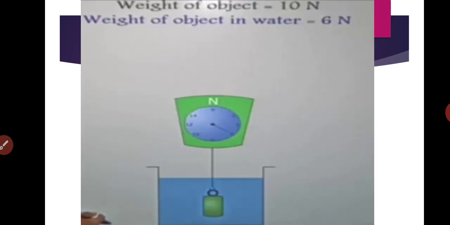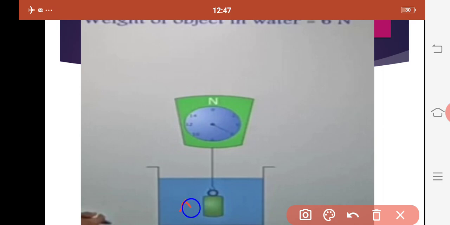Now let us consider that we have one object whose weight in air is 10 Newton, and when we have immersed it, the weight got reduced to 6 Newton. That means when the body was in air, it was 10 Newton, and when the body is immersed in water, it is 6 Newton. And this indicates that there is a loss in weight of the object, and this loss in weight is because of the upward buoyant force which is exerted by the liquid on this particular body.